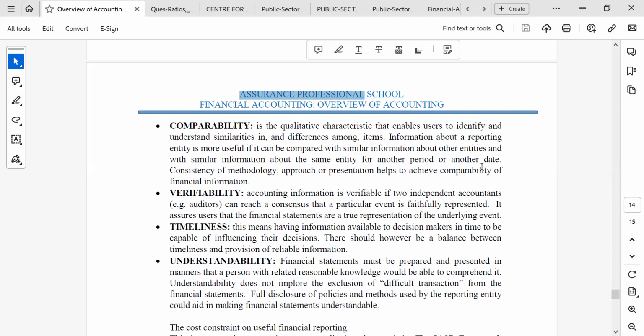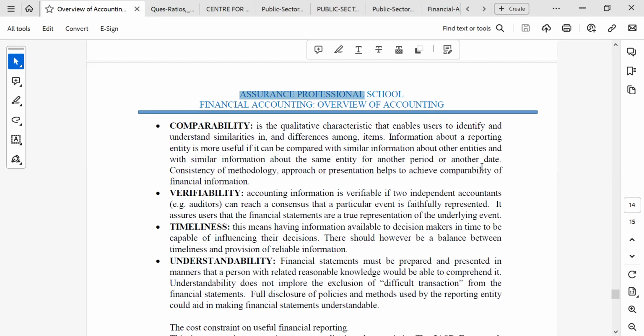You have all said it all. Understandability has to do with the financial statement being prepared and presented in a manner that people with reasonable knowledge can understand whatever it is saying. So the format for the preparation is very important. Disclosures and footnotes to whatever is in the statement are also important.